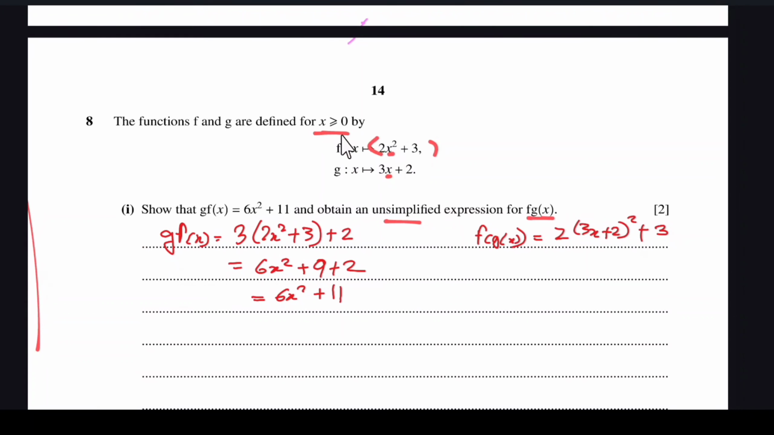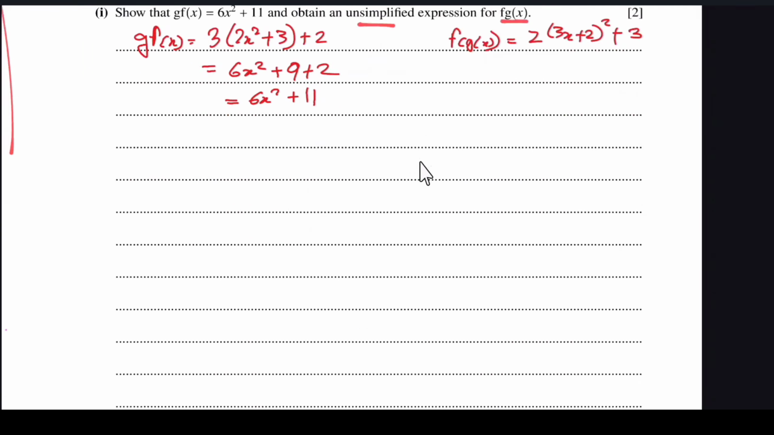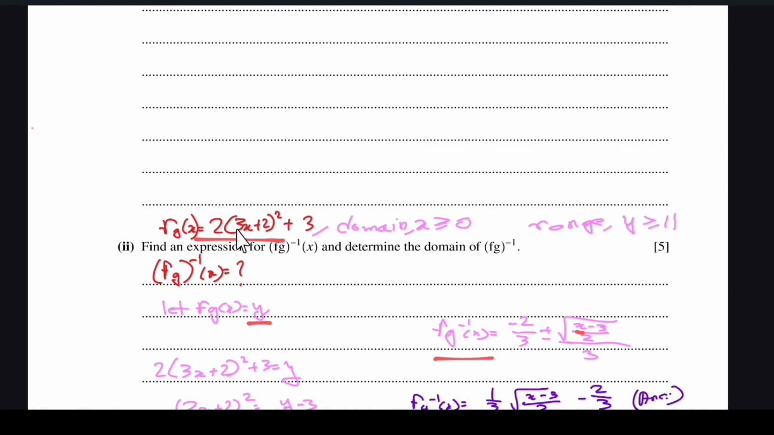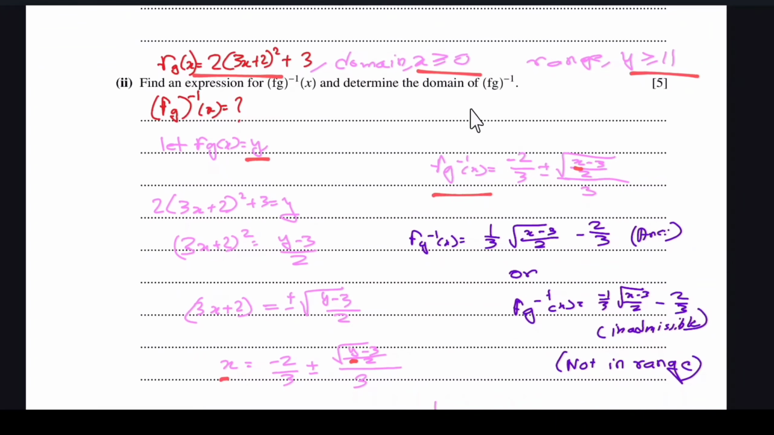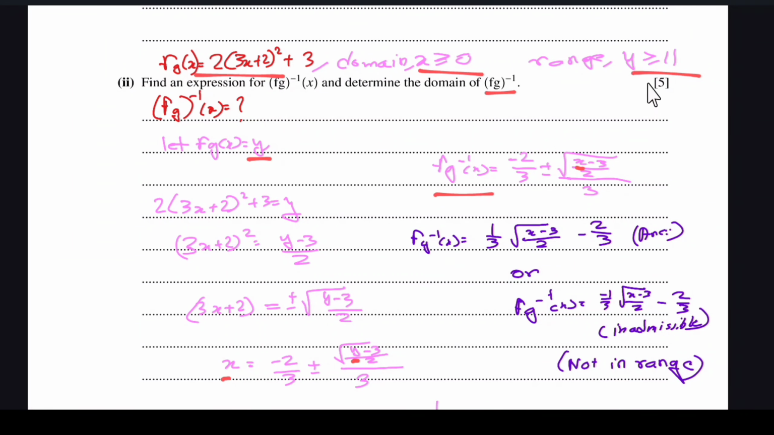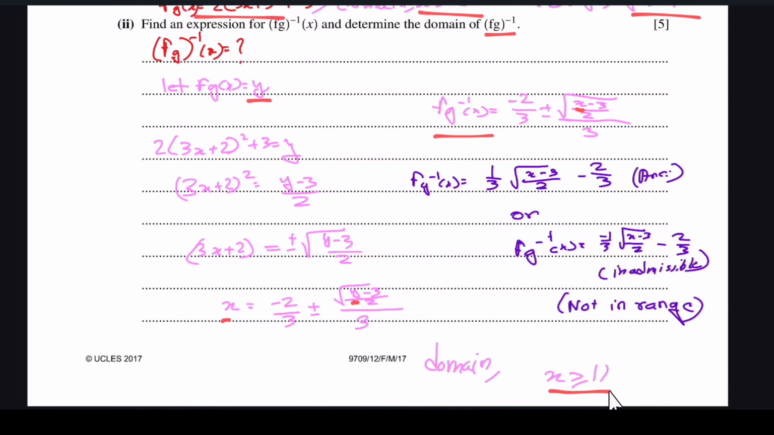And for f of x, we know that the domain is x greater than or equal to 0. So for both these expressions, the domain is greater than or equal to 0, and for the expression fg of x, since x is greater than or equal to 0, our range comes to be y greater than or equal to 11. That is, if we put the value of x as 0, we get a value of 11. So the domain of fg inverse is equal to the range of fg, that is, x is greater than or equal to 11. For this range we only have to take the positive values, and the negative expression we have to ignore, since the value is always positive.